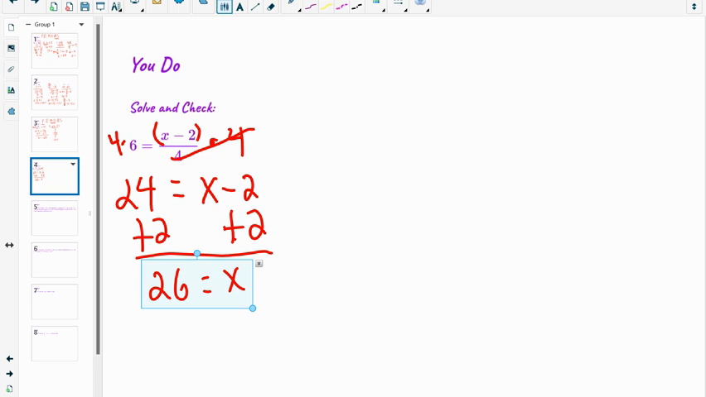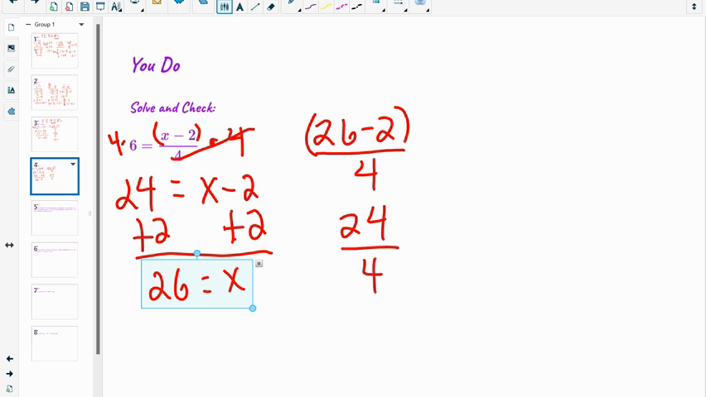Okay. Let's go ahead and substitute that back in and check our answer. So we get 26 minus 2, all of that in the numerator, divided by 4. We deal with the 26 minus 2 first, that's 24. And then divide by the 4, we get 6, and that checks out.